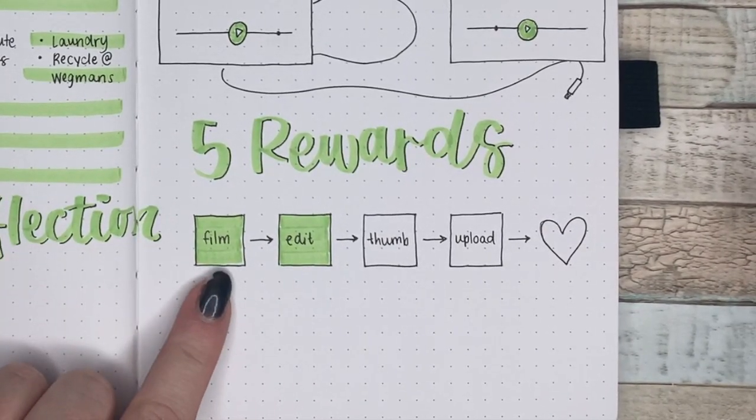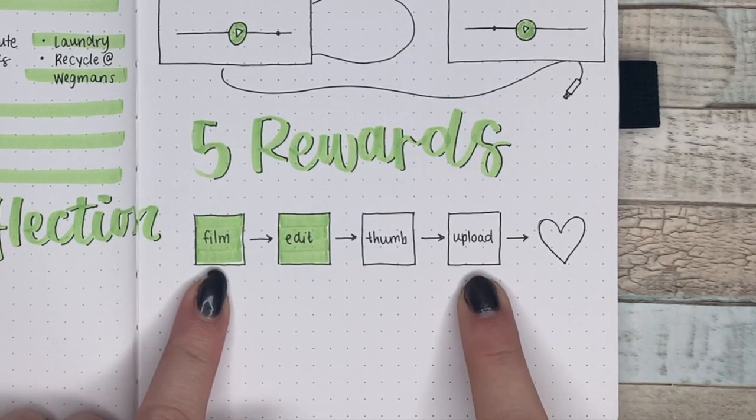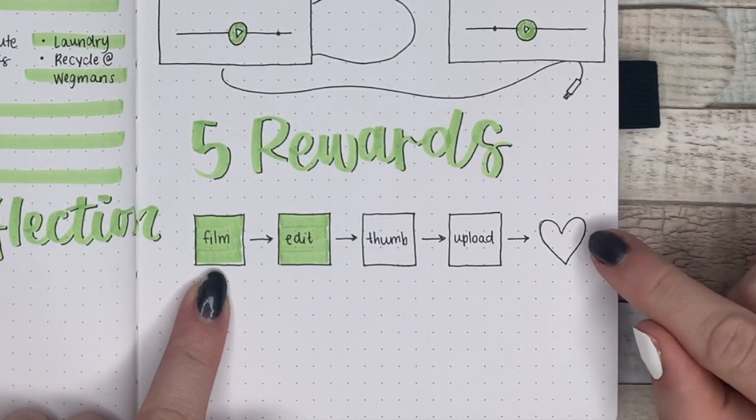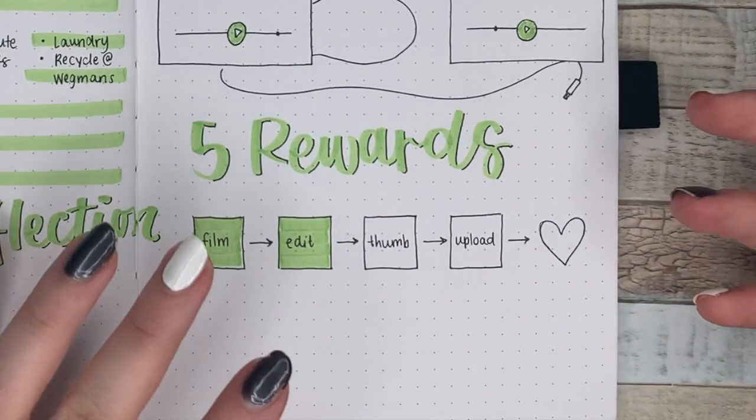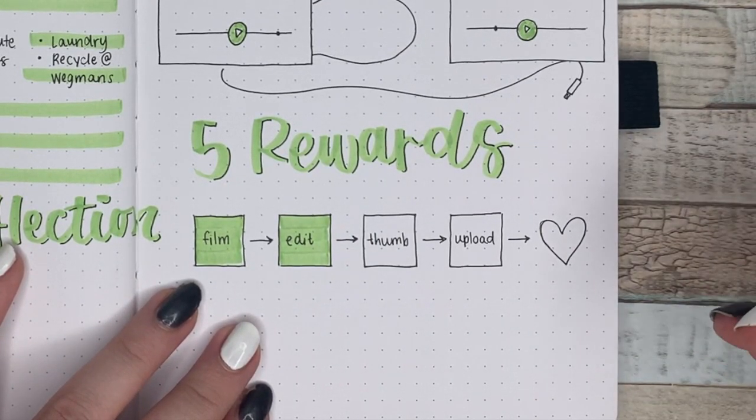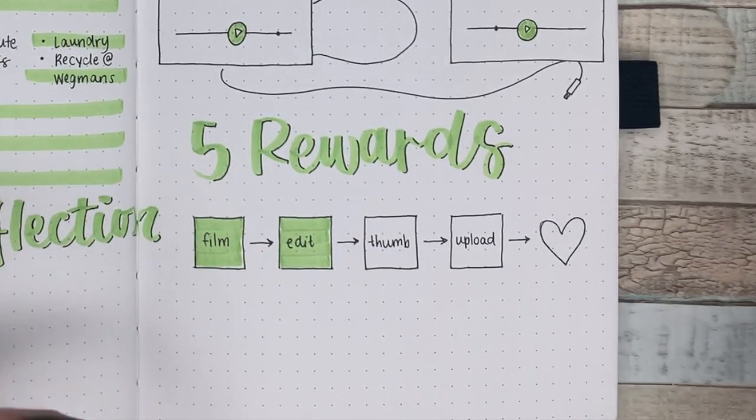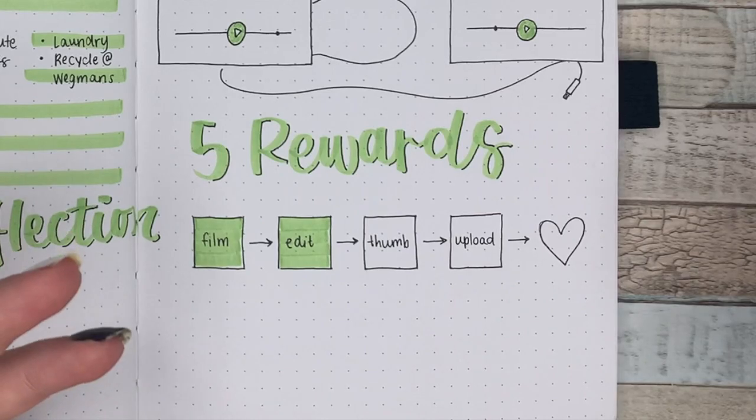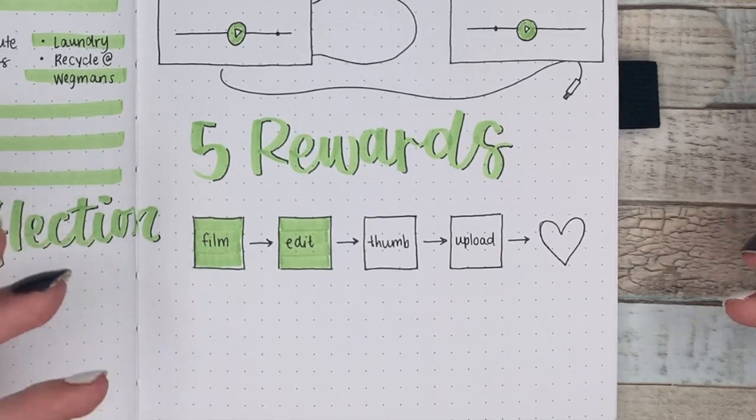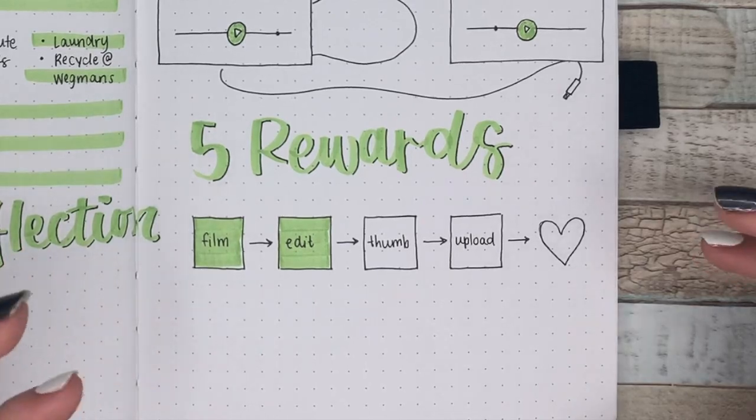For example, I just have a couple boxes here: film, edit, doing the thumbnail, and then uploading a video. And then you can create a heart at the end of this, and that heart can be filled in with whatever reward you want. Maybe if you get that whole video done, then you can go get Starbucks, or little things like that. Or if it's a big project, maybe you have these and you do a very big reward. Creating a reward structure is really helpful for productivity.